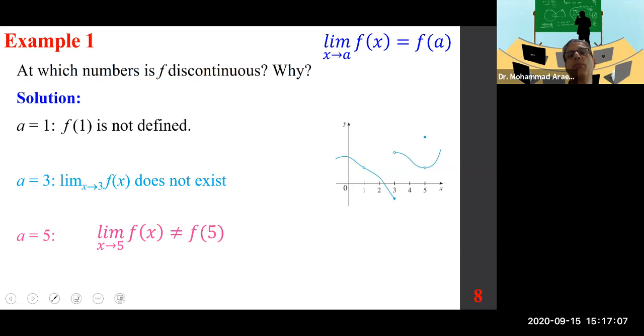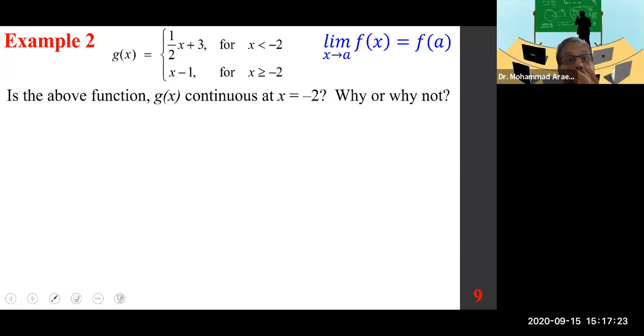So look at this top value class. By definition, the limit must be equal to the functional value. And if they are not the same, the function is not continuous. All right, very straightforward. Is the above function continuous at x equals -2? Why or why not?